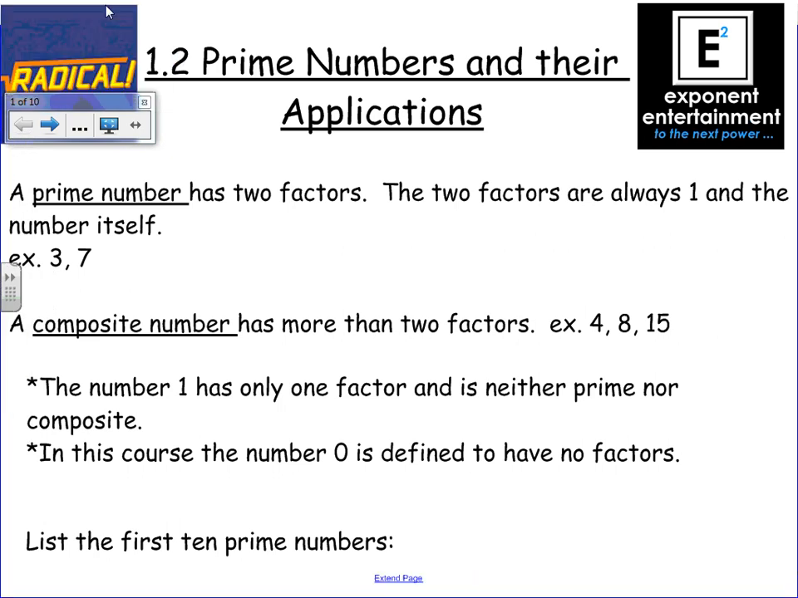Okay, so we've already kind of started off talking about it. A prime number is defined as having two factors, which means it can only be divided by one and itself. So the number 5 can be divided by 1 and by itself. Nothing else divides evenly into it, so it's not divisible by 2 or 3 or any other number. That's what a prime number is.